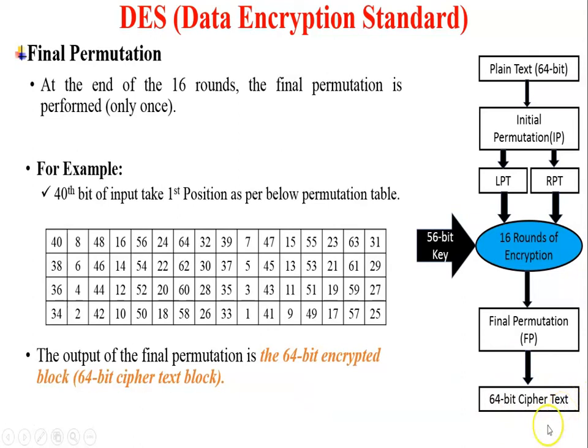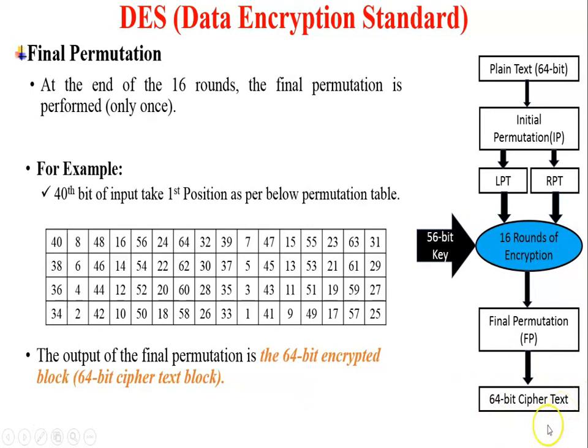Next is XOR and swap. The 32-bit LPT is XORed with the 32-bit PBOX output. You can see the output of the PBOX is given to this XOR process, and the 32-bit LPT is the other input of the XOR process. Both inputs are XORed with each other and it generates a 32-bit RPT, and this 32-bit RPT is swapped with the 32-bit LPT as per this figure. So the first round of encryption is completed. This is only the first round. The remaining 15 rounds will be performed the same as the first round, because we have to perform 16 rounds of encryption.